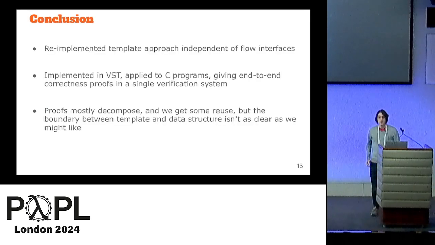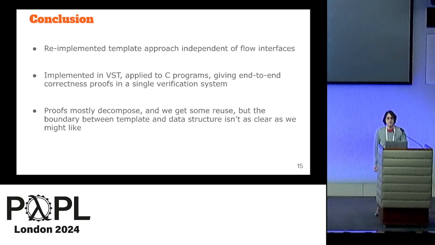So to sum up, we re-implemented the concurrent search structure template approach independently of the flow interface framework in the Verified Software Toolchain so that we could apply it to C data structures and get end-to-end correctness guarantees for concurrent data structures implemented in C. And we found that templates mostly lived up to what we were hoping to get out of them, and that they let our proofs largely decompose between concurrent and data structure-specific aspects, and we get some amount of reuse of the proofs that we've written.